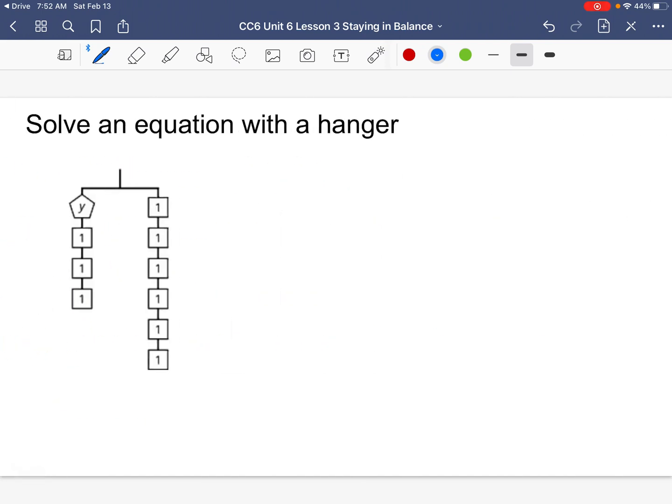Let's solve this equation, and we saw 2 slides back that this is y plus 3 equals 6. We can't just match up the y with the ones on the right hand side, because you have ones on the left hand side as well. We want to end up with y equals some number, and we can't just start taking away the ones from the left hand side, because it would unbalance the equation. Actually, the right hand side would be heavier if we take away ones from the left hand side. So we need to take away one from each side.